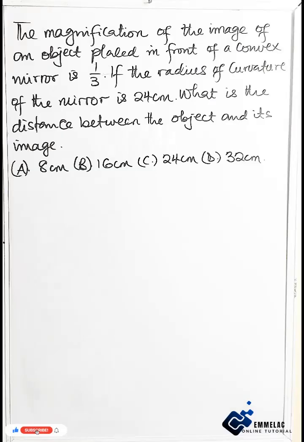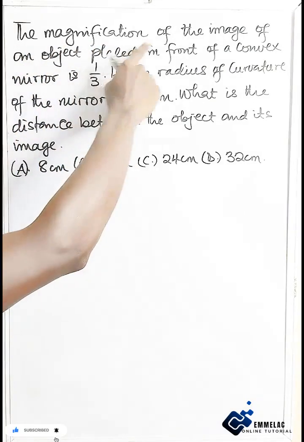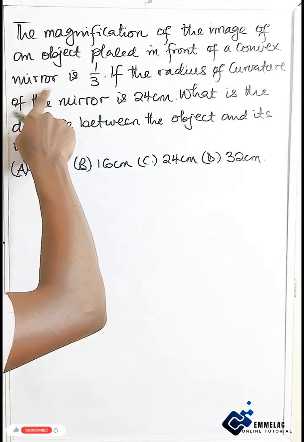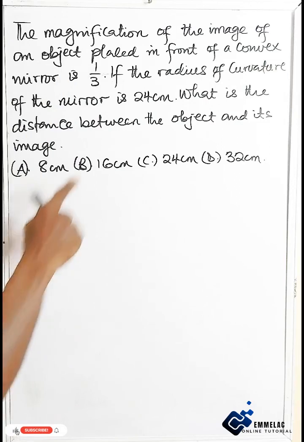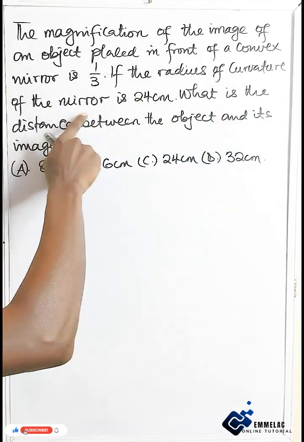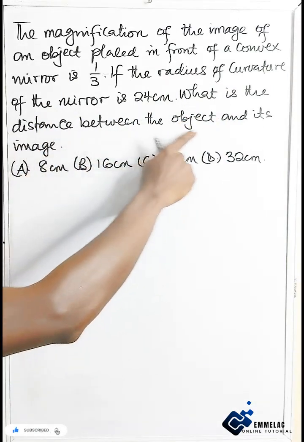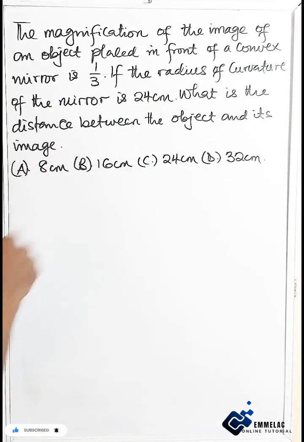I hope it is clear. Well, now let us look at this question again. The magnification of the image of an object placed in front of a convex mirror is 1 over 3. Now if the radius of curvature of the mirror is 24 centimeters, what is the distance between the object and the image? Now here are the options. Now this is a JAMB question. Now how do we get to solve this?